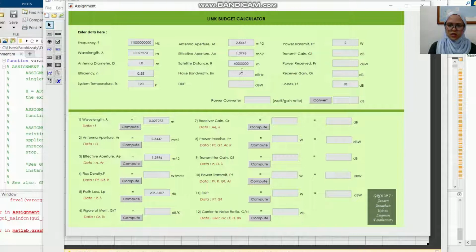Okay, this can be calculated since we have the EE and lambda. Copy this and input into the GR section. This also cannot be calculated since we haven't got the value for GT. Complete this. And now we already have the value for GT. We can use this value and compute the value for power receive. So this is power receive. Okay, for this one, we already have all values, so we can compute the data.